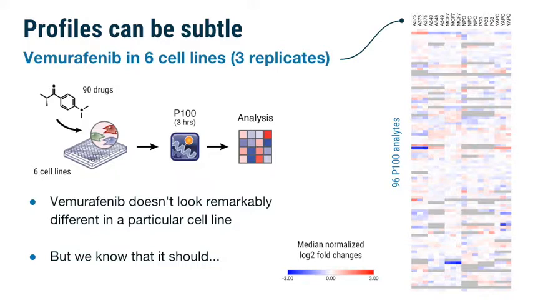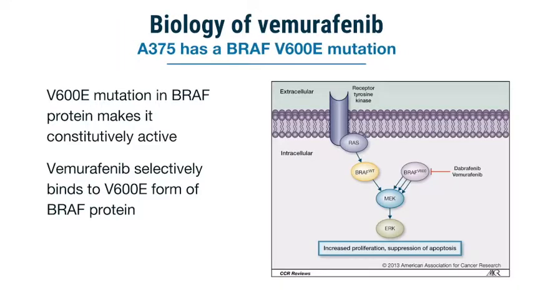So to step back and cover why we know that is the case, we have a little pathway diagram here of a receptor tyrosine kinase embedded in a cell membrane. This kinase phosphorylates a protein called RAS, which then acts on BRAF, which then acts on MEK and ERK, and that downstream leads to proliferation, so cell growth.